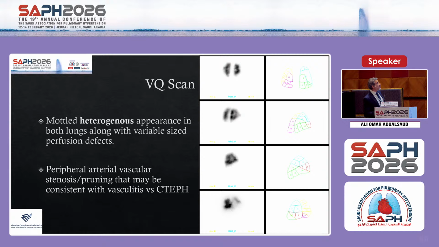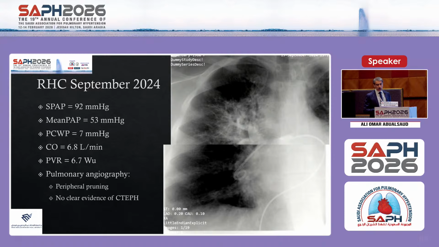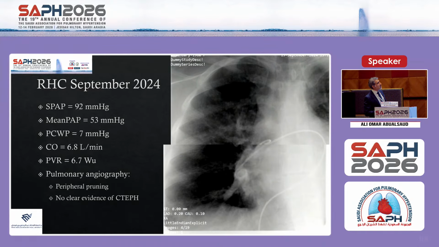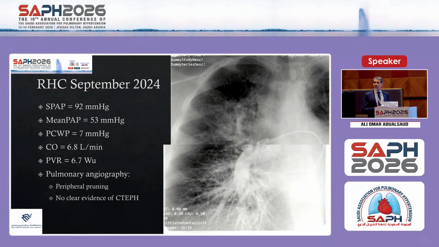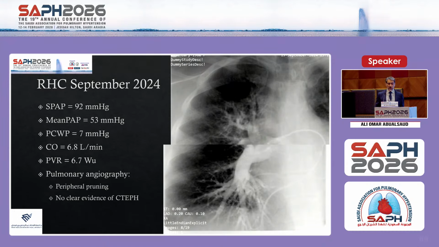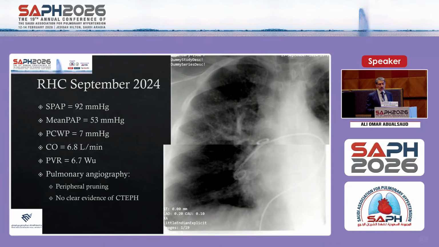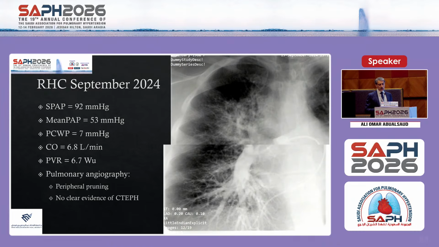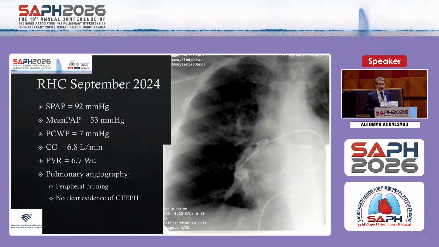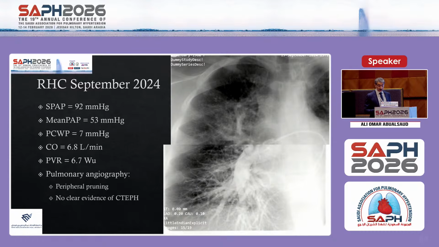VQ scan: even though they said mottled heterogeneous appearance in both lungs with variable size perfusion defects, and the differential was peripheral arterial vascular stenosis, pruning, maybe vasculitis, maybe CTEPH, I would buy that the VQ scan is actually consistent with CTEPH. She had also had a right heart cath by one of my colleagues prior to joining, so it was not digital subtraction. I tried to mimic it, but it's very difficult to draw conclusions. She had severe pulmonary hypertension, systolic 92, mean of 53, low wedge pressure, cardiac output was high, PVR measured around 6.7. They said peripheral pruning, no clear evidence of CTEPH.